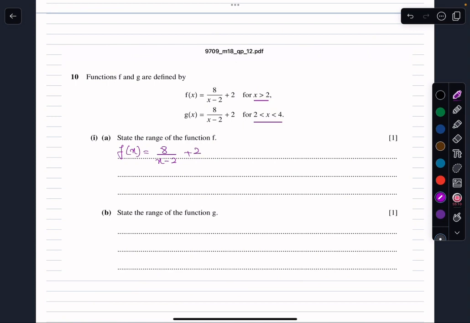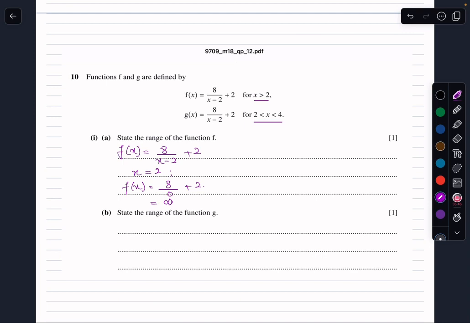In the beginning of the functions, we said that a function is only valid if it has a defined value. That means if I substitute x as 2 here, I will be getting the function value equal to 8 divided by 0, plus 2. Any number divided by 0 is undefined. It's infinity. So that is the very important condition that we should follow when we have an x in the denominator.